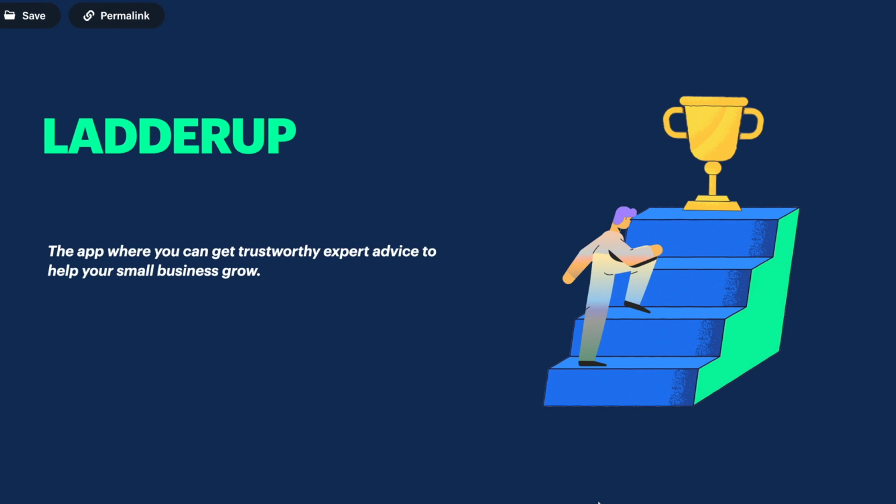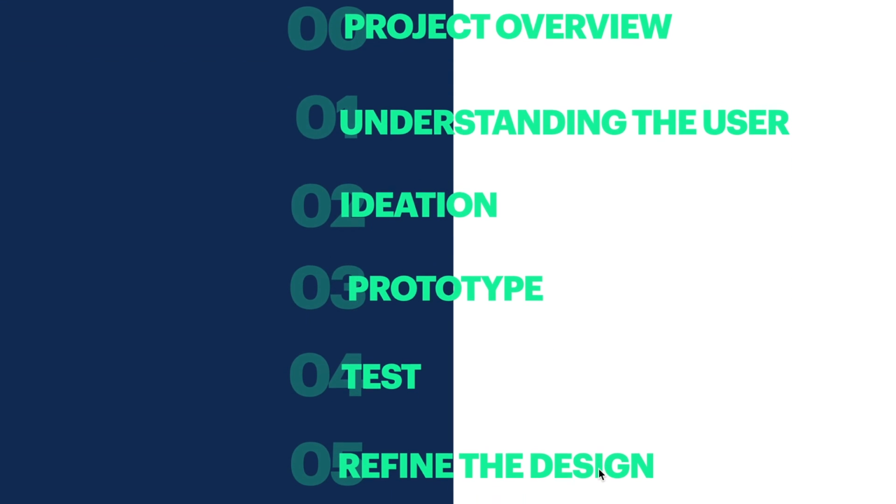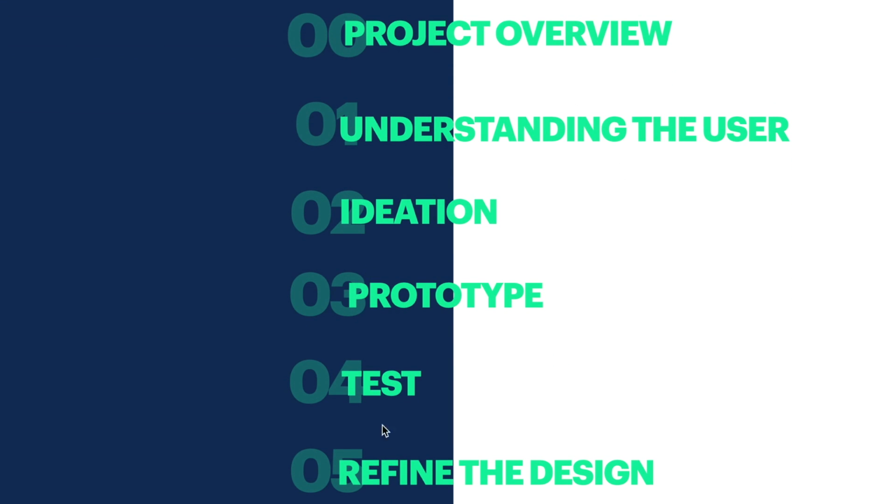This is the portfolio on Behance, and it is the mobile app that I designed called LadderUp. It's an app where you get trustworthy expert advice to help your small business grow. So we've got the front page of the portfolio, and then we go down to the contents, sort of how the project's going to go: project overview, understanding the user, ideation, prototype, test, and redefine the design.